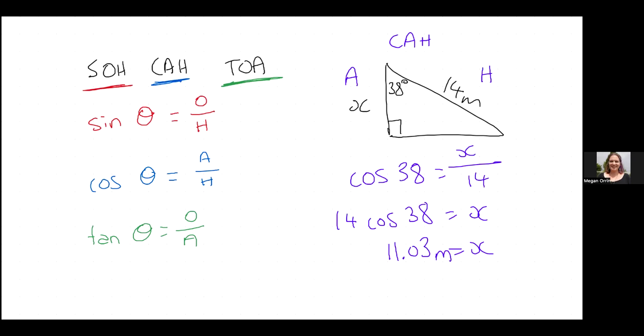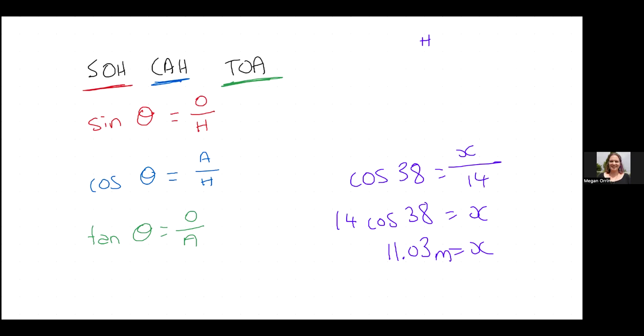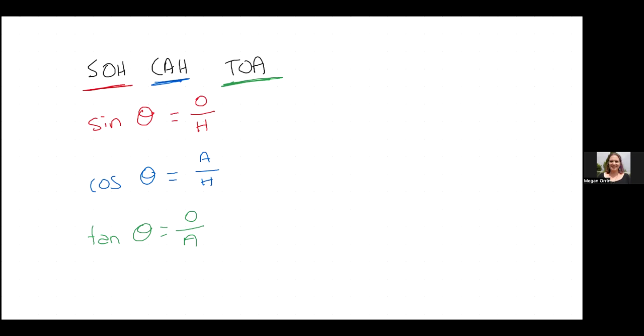I'm going to erase this and leave the rules up there for us. Let's say that I give you a triangle, and this time I do not know this angle. I know that this side is 11 meters and that this is 8 meters. What's this one? The opposite, because it's opposite my marked angle. What's this one? Adjacent. So what am I using? TOA, so I'm using tan.